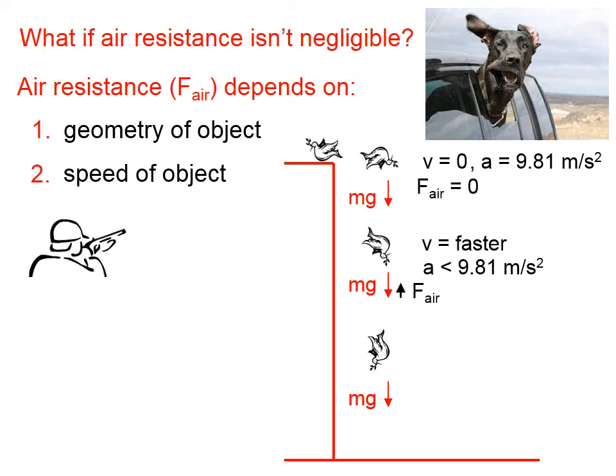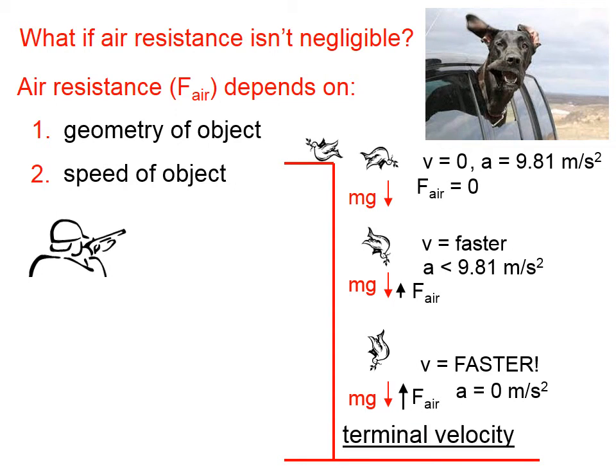You can imagine that as he goes faster and faster, at some point the air resistance will be exactly equal to his weight. At that point, the dove doesn't stop falling, but he does fall at cruise control, which means he won't be accelerating anymore. He'll fall at a constant speed. And that speed we call terminal velocity.